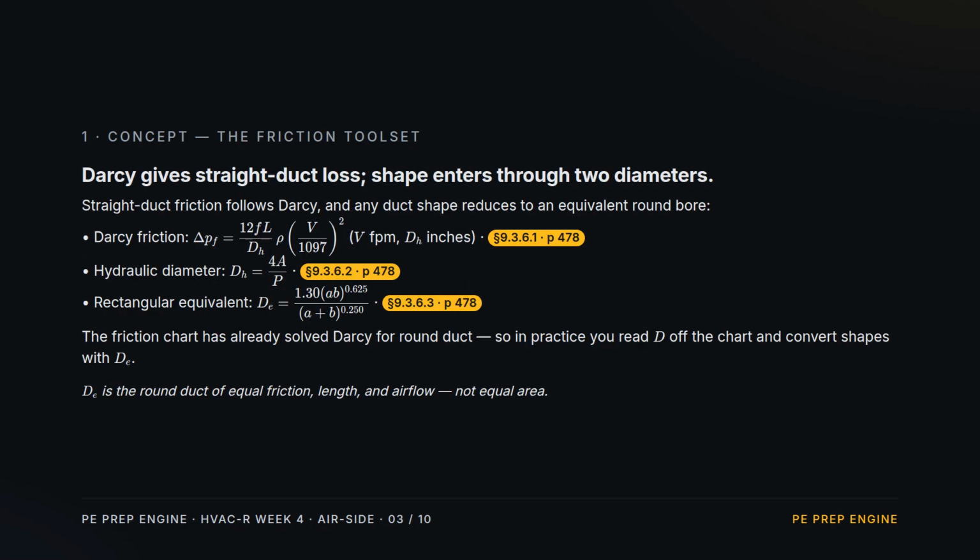Concept 2. The friction toolset. Straight duct loss follows Darcy, and shape enters 2 ways. Hydraulic diameter turns any cross-section into an equivalent round bore. The rectangular equivalent diameter gives the round duct that matches a rectangular one for friction, length, and airflow. In practice, the chart has already solved Darcy for round duct, so you read the diameter and convert shapes.